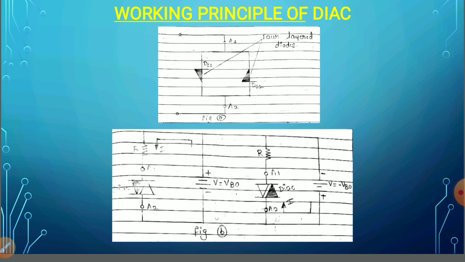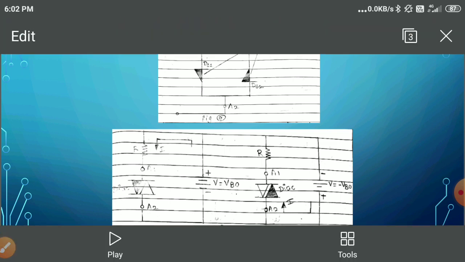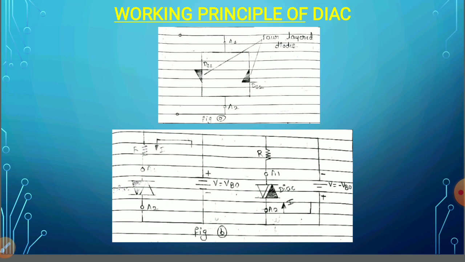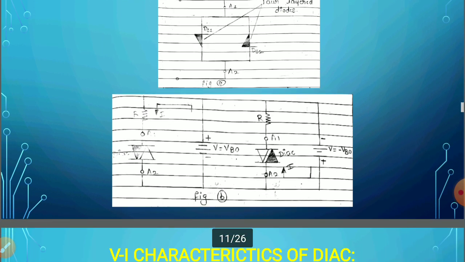Okay, so this is how the DIAC conducts, and there is a certain value of current called the holding current. Holding current is the current below which the DIAC comes into the off state. So the minimum current required to keep the DIAC in the on state is called the holding current. So this is how the DIAC works.